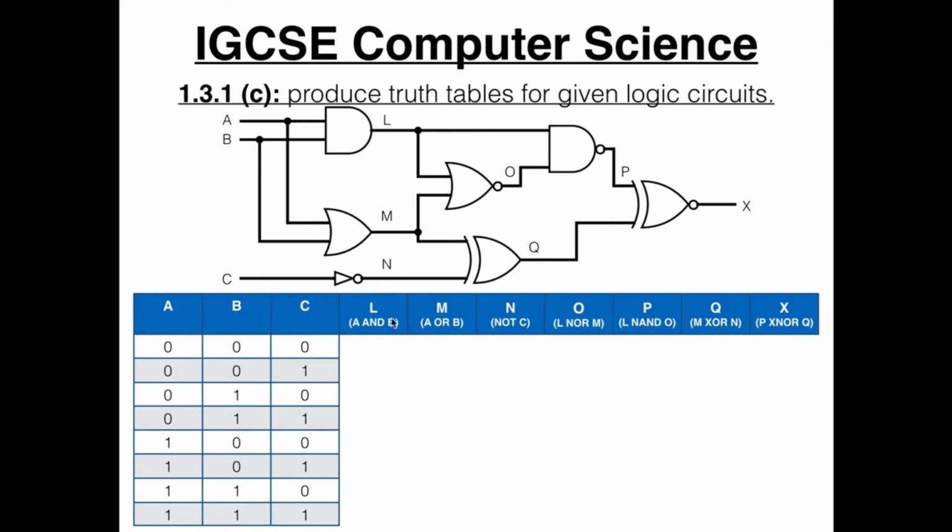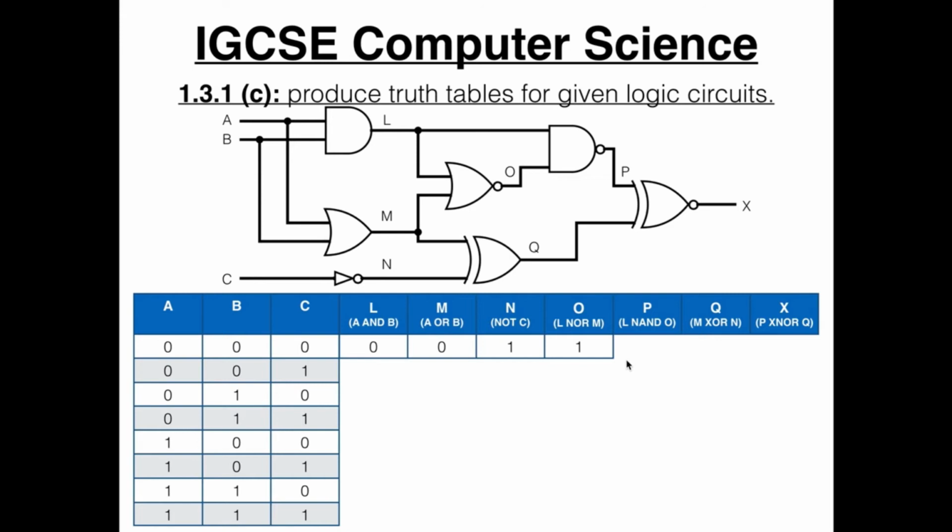Let's look at L first. That's A and B. So 0 and 0 must make 0. A or B, 0 or 0 must make 0. This must make 1. L NOR M must make 1, because if you remember, in the OR gate, the output is 0, 1, 1, 1. So in the NOR gate, the output must be 1, 0, 0, 0, which means that if both inputs are 0, then the output is 1.